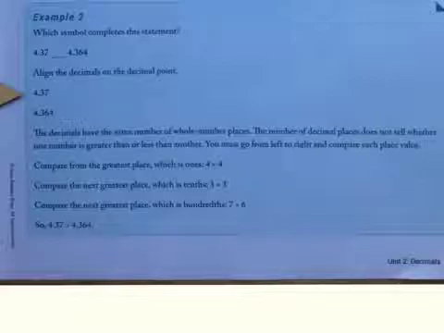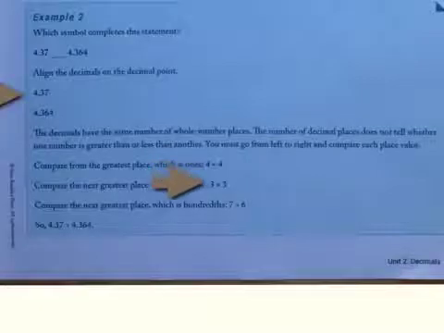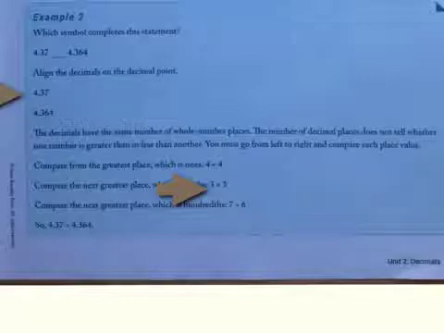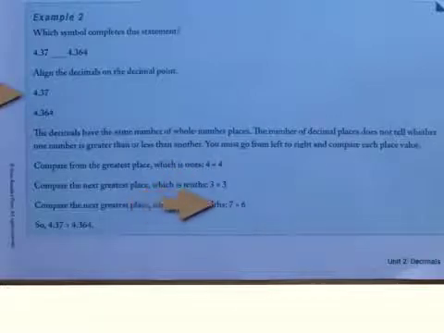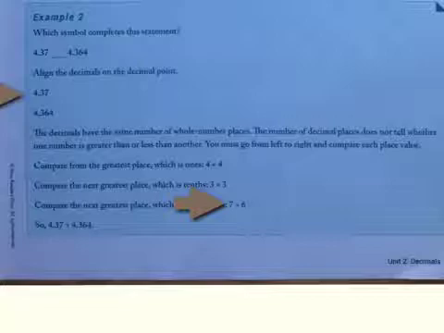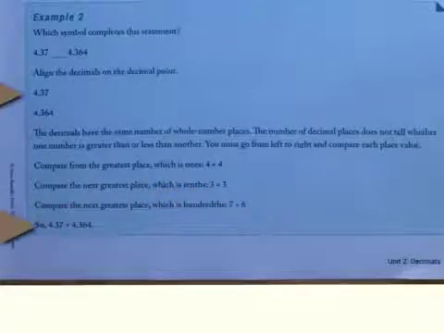So we compare from the greatest place value, where 4 equals 4. Then it tells us to compare the next greatest place, which is the tenths, and we both have 3, so 3 equals 3. Then it tells us to go to the next number. It says compare the next greatest place, which is the hundredths. And so we have 7 is greater than 6. So right here our answer is 4.37 is greater than 4.364.